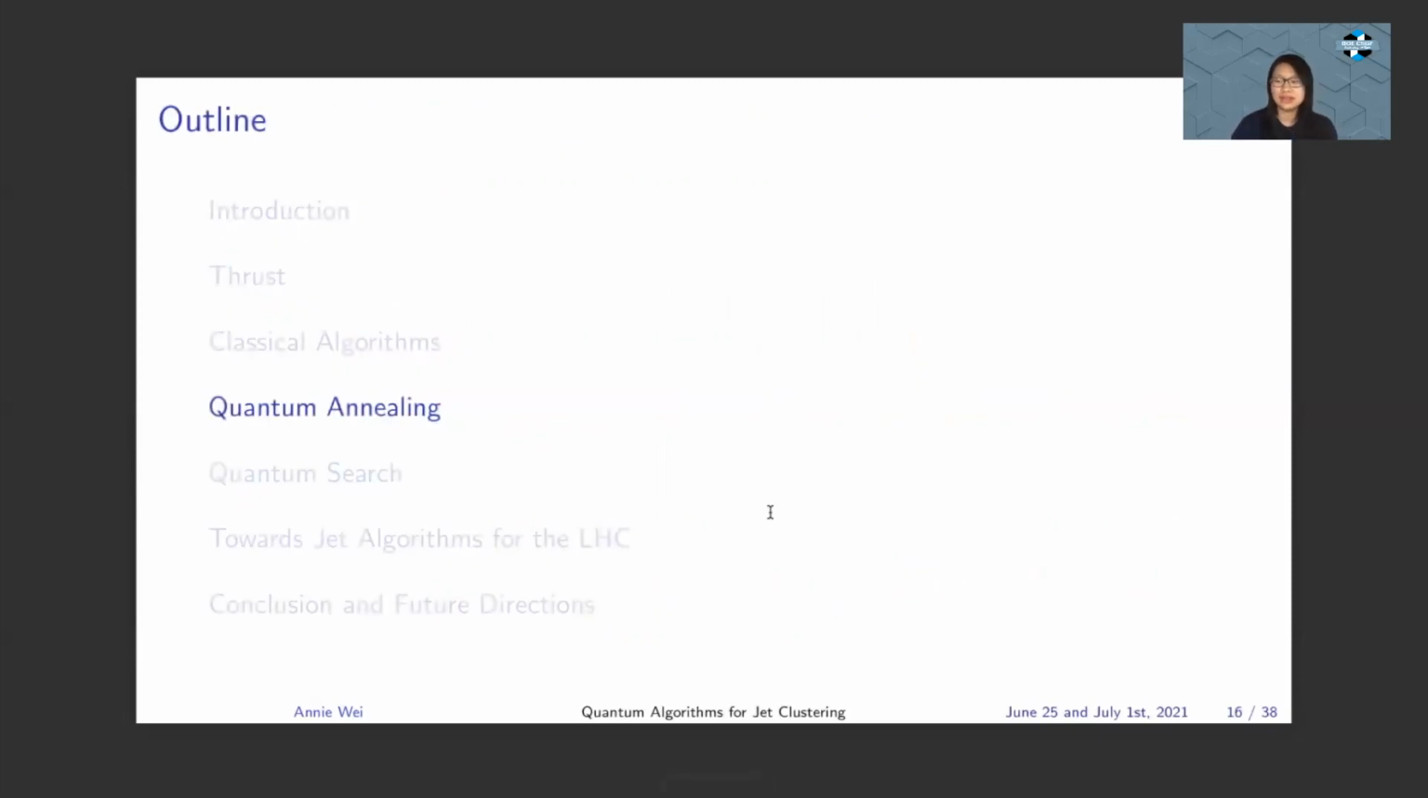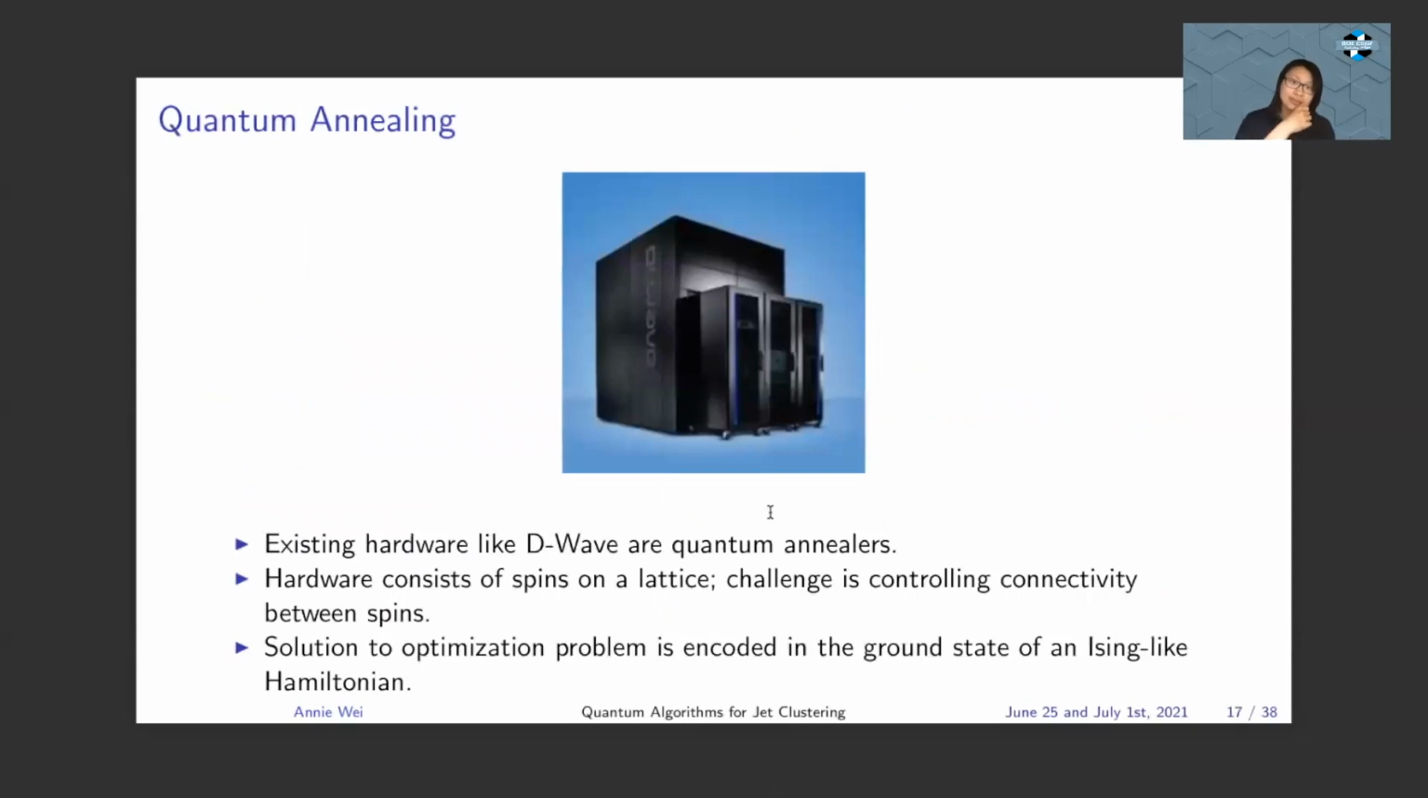But now we want to get to the quantum methods. So first of all, I'll start with quantum annealing. So I mentioned that hardware like the D-Wave are quantum annealers. And basically, you just have a bunch of spins on the lattice. Really, on the hardware side, the problem is controlling the connectivity between the spins, so the spins can interact with each other in some way.